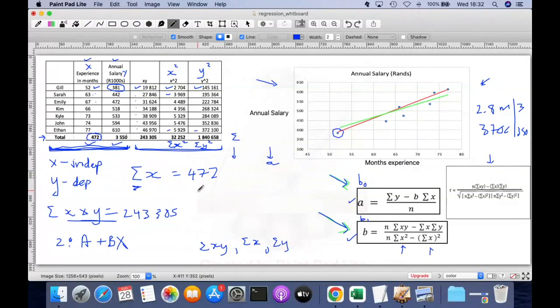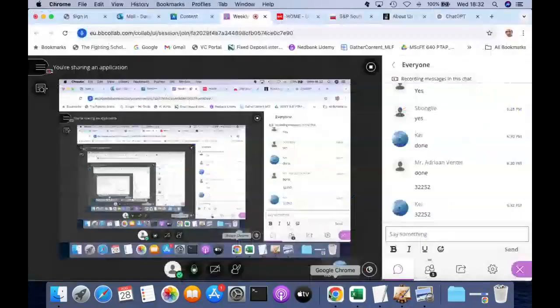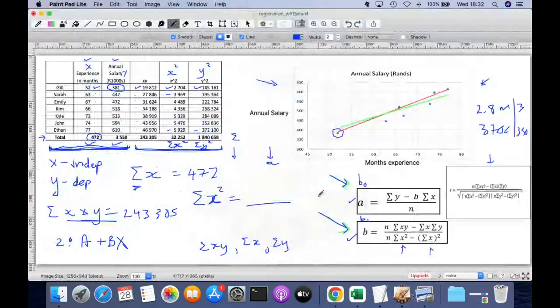Let's say I wanted sum x squared. Can someone get me sum x squared from your calculator? Let's see if you know what to do. It's the same approach. Let's see if you remember. What value do you get? So the sum x to the power 2. Yes, fantastic. Well done. 32252. And that's how easy it is to get all the sum values from your calculator.